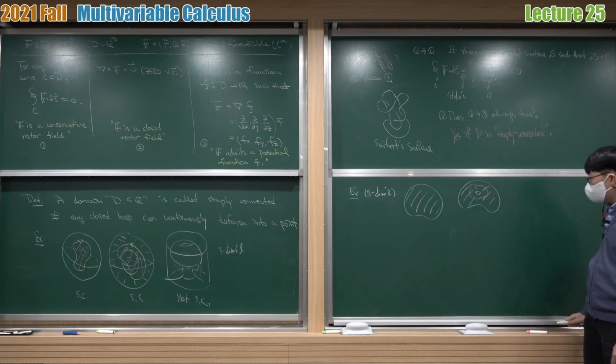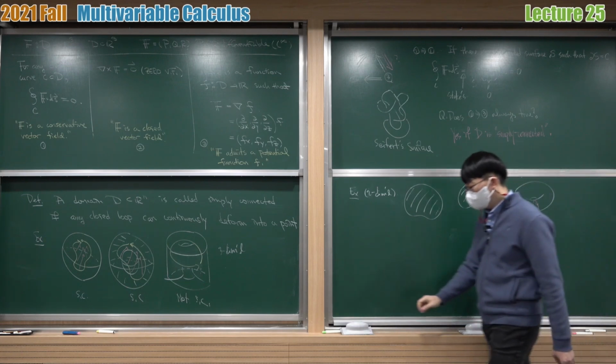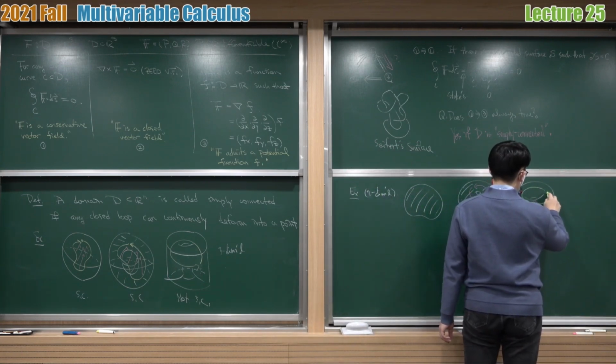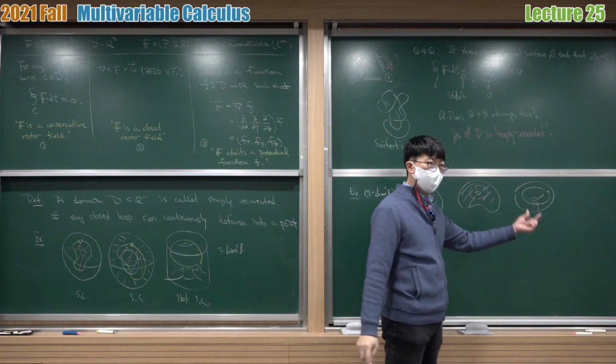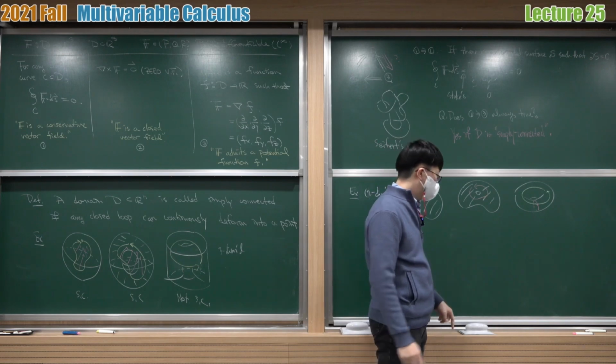How about a torus, like the example I gave you? So this is the surface of a torus, not a filled torus. Then not only do I have the loop that I can shrink in this direction, I have another direction of loop that I cannot shrink. So there are two totally different shaped loops that I cannot shrink into one point.